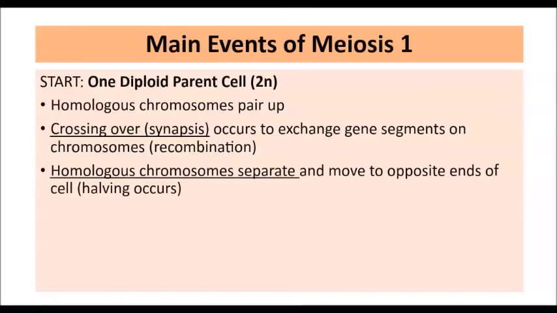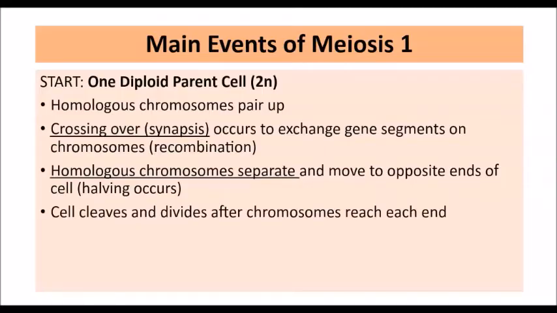So the homologous chromosomes are then going to separate. This is where they're still intact with the centromere connecting the 2 strands together, and they're going to move to opposite ends of the cell. So this is where the halving occurs. We start off with the full set of chromosomes in the parent cell. At this point, the halving is going to occur, and the cells are going to start to become haploid. The cell cleaves and divides after the chromosomes reach the ends. So finally, at the end of meiosis 1, we have 2 haploid daughter cells, denoted by N. We now have half the chromosome number for each of these 2 daughter cells.